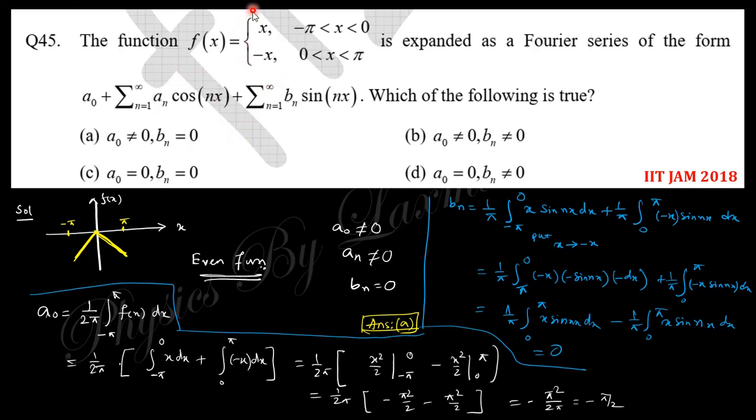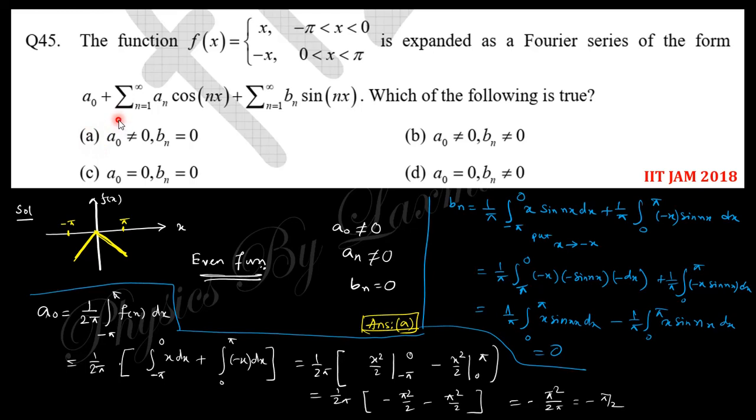The function is given here, and you need to find which Fourier series form is true. If you draw this curve, from 0 to pi this is minus x, and from minus pi to 0 it is plus x, so it will be like that. So this is an even function. Since this is an even function, bn must be 0, a0 not equal to 0, an not equal to 0. So you can directly say A is the correct answer.